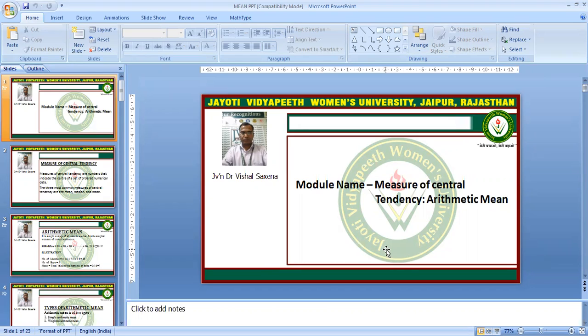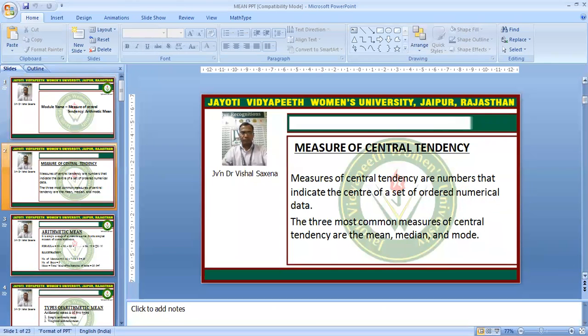Today I am going to discuss the module measure of central tendency, and the part we are going to discuss is the topic arithmetic mean. So first we see the definition of measure of central tendency.